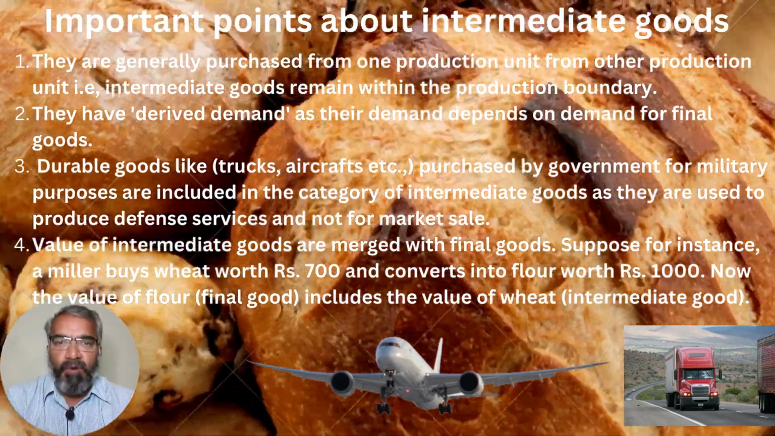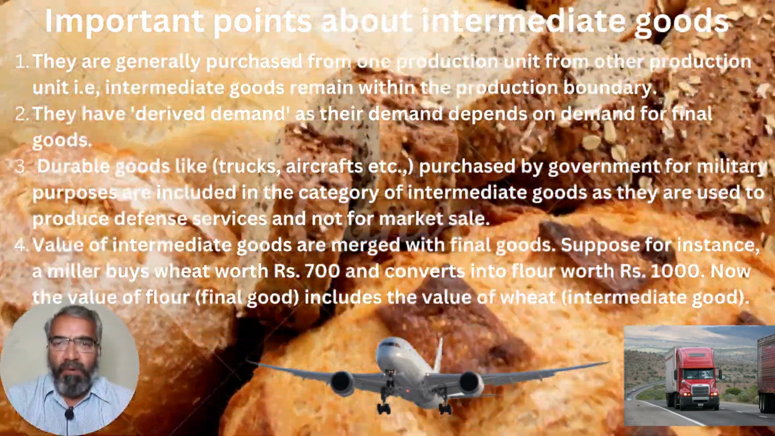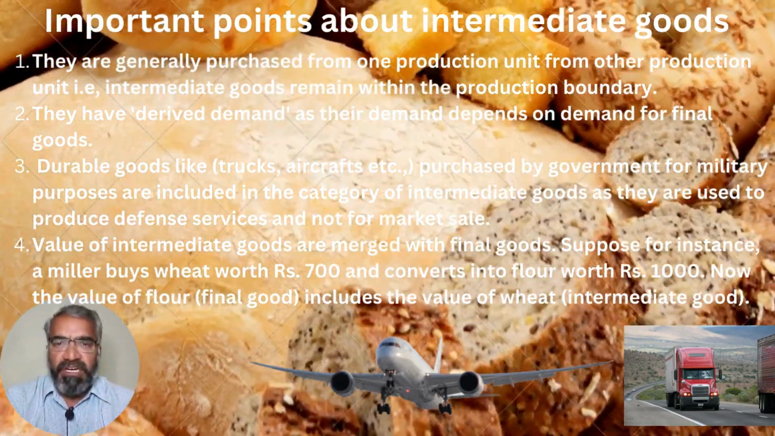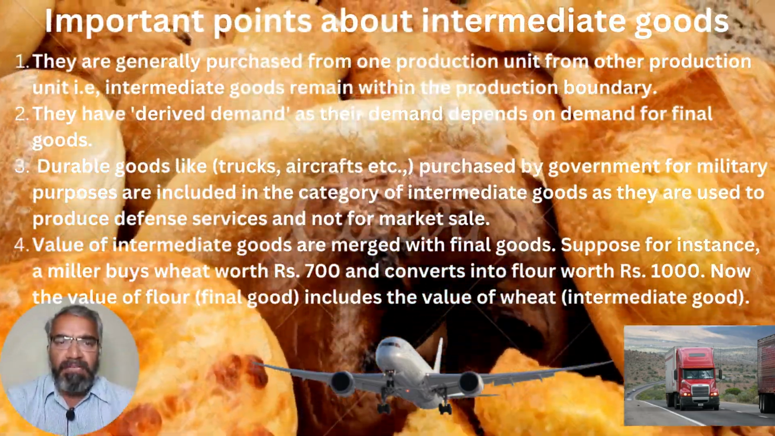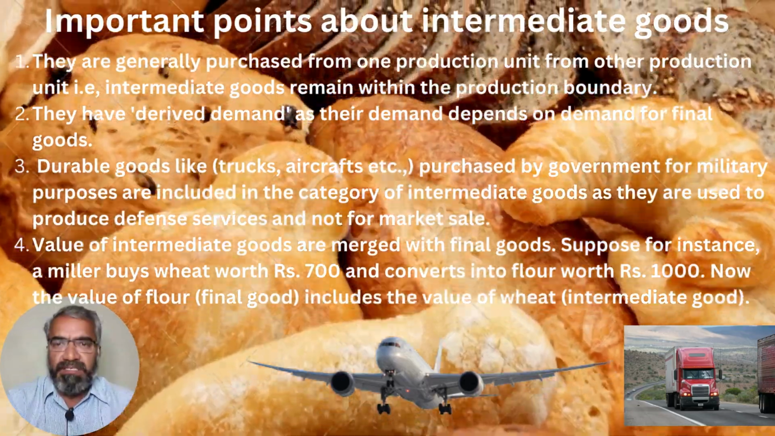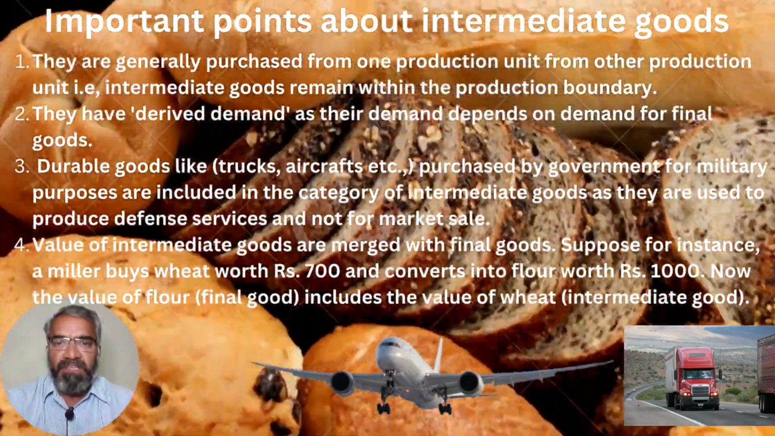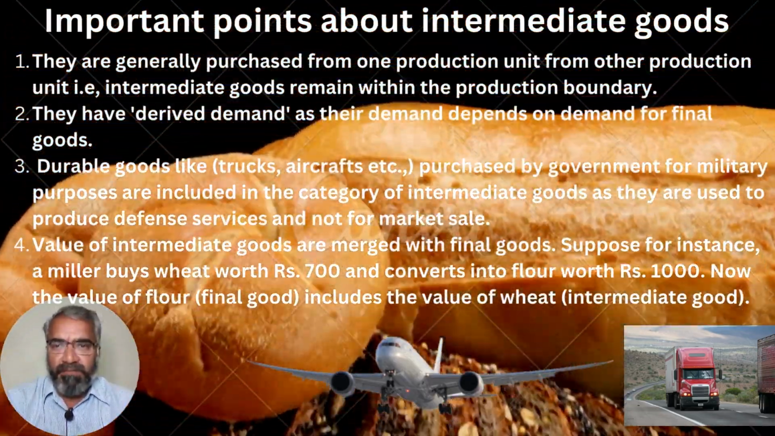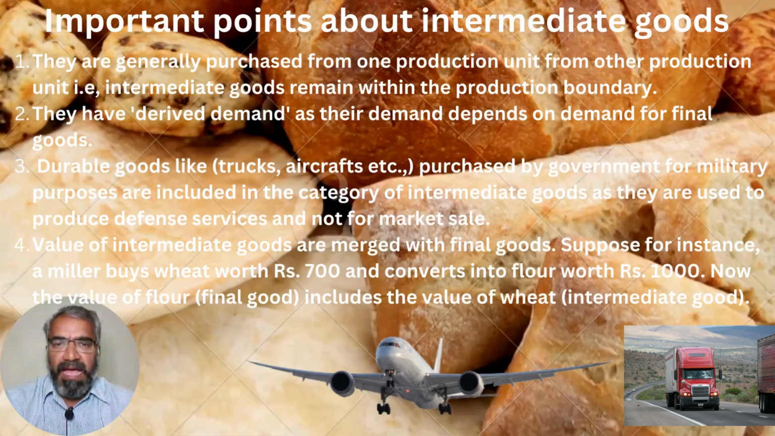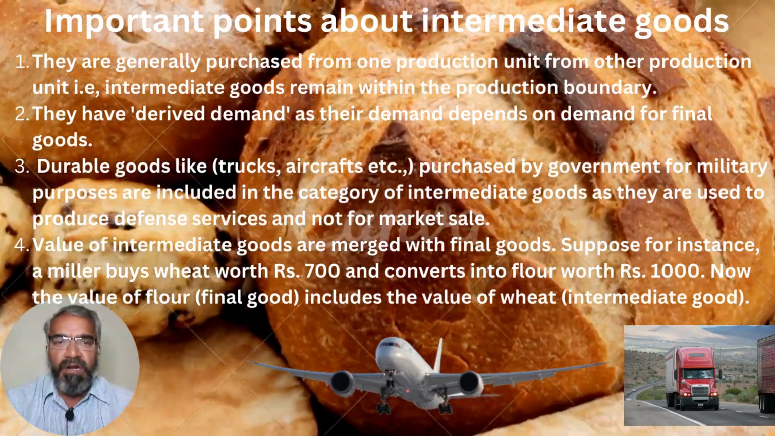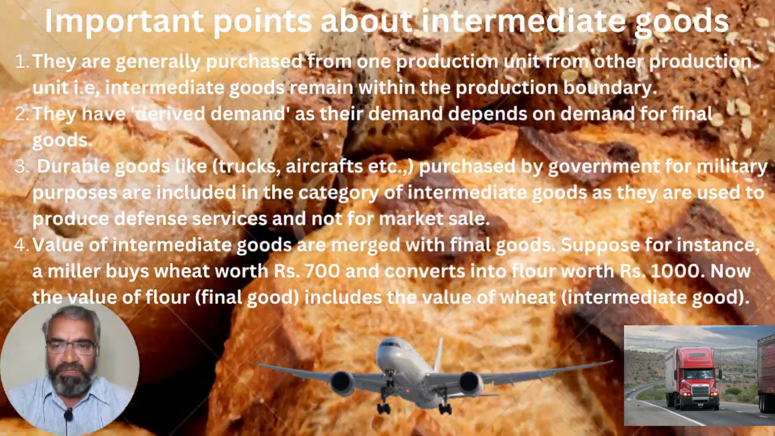Important points about intermediate goods. Number one, they are generally purchased from one production unit by another production unit. That is, intermediate goods remain within the production boundary. Number two, they have derived demand as the demand depends on final goods.